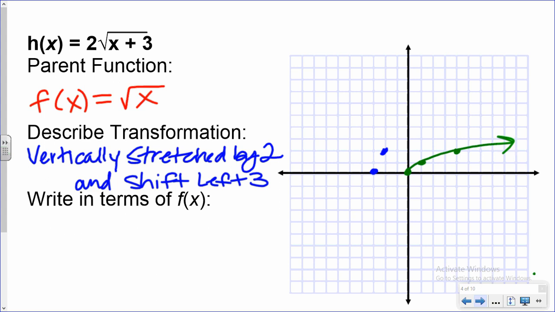This is the coordinate 4, 2. If we stretch the y coordinate by 2, it becomes 4, 4, because we multiply that y value by 2, and then we can shift it left 3. And so there is our square root function. That's a big stretch. Okay, can you tell it was kind of taller, right?